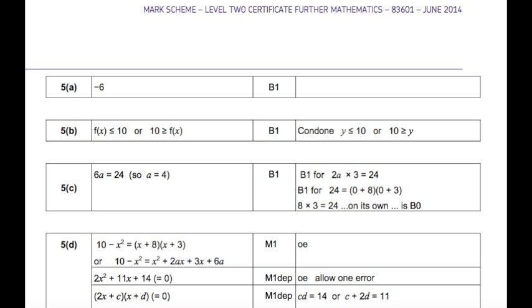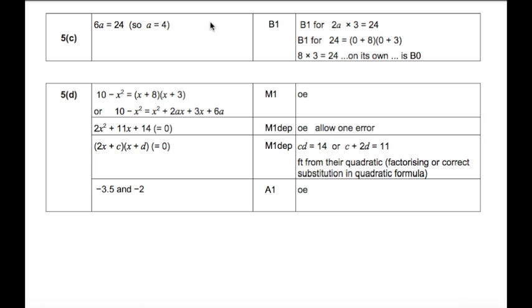So on the mark scheme, you get a mark for setting them equal to each other, a mark for getting to this quadratic, a mark for factorising it with a 2x and an x, and then as long as your c and d here multiplied to give 14, you'll get 1 mark. Or you can do the quadratic formula, and then a mark for the final answers of minus 7 over 2, minus 3.5, both are fine. Good.